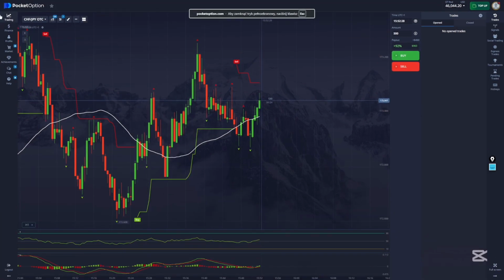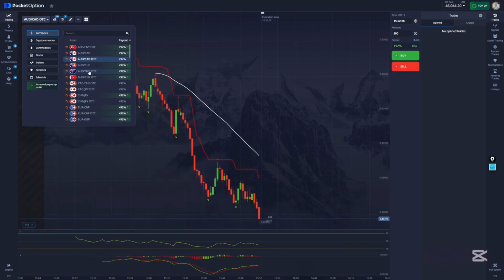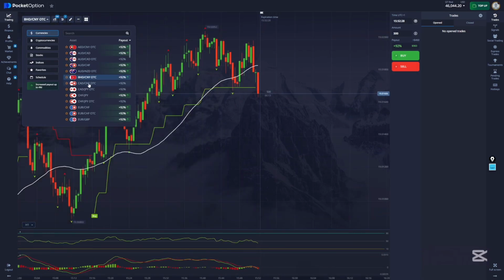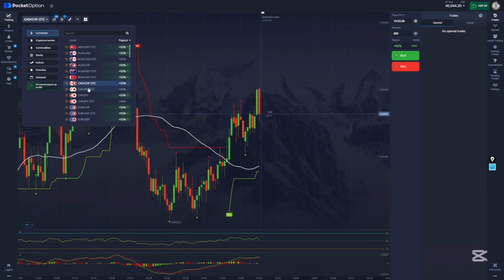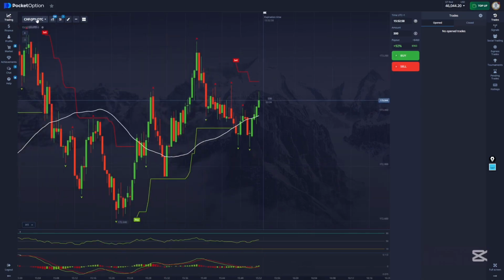Hello guys, I will try to explain my strategy, how all this works, what I'm doing in this strategy. I will explain it as best I can to make sure you all understand what I mean.